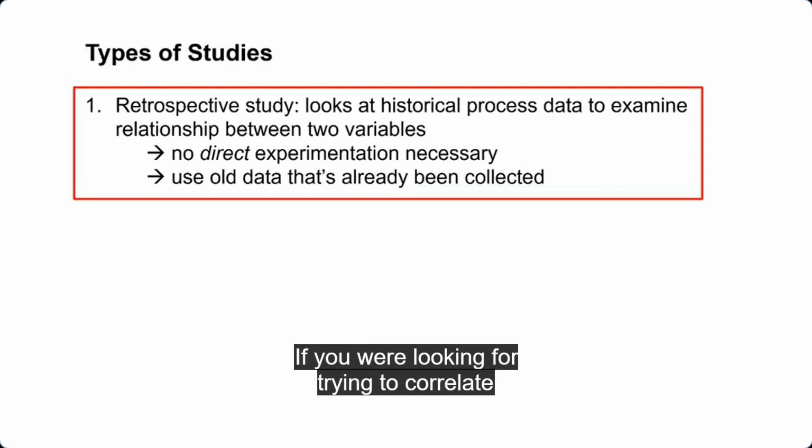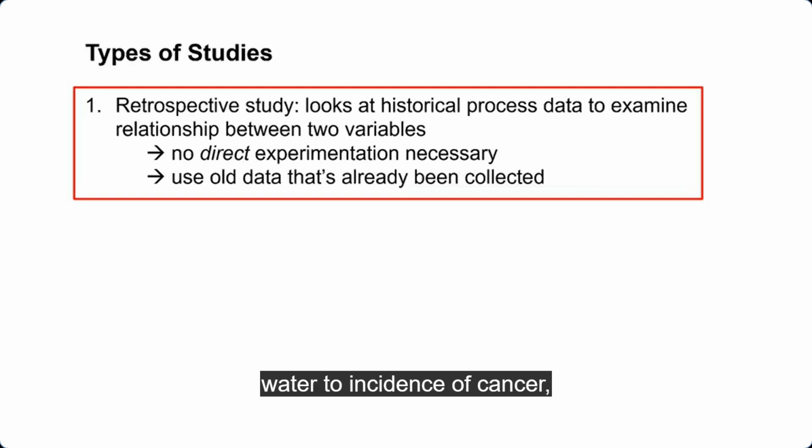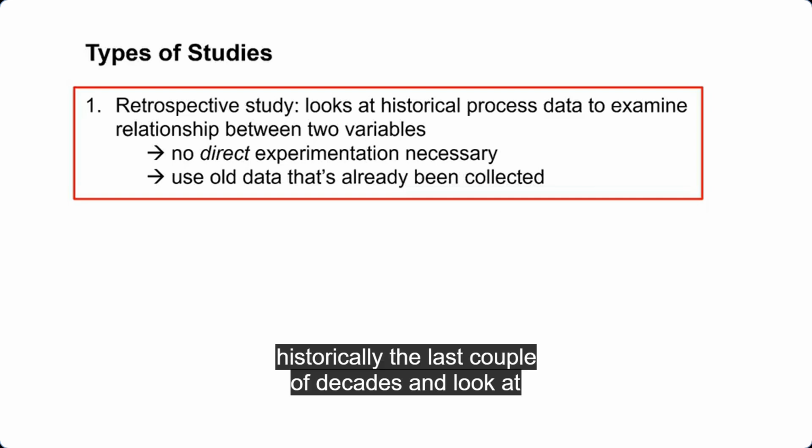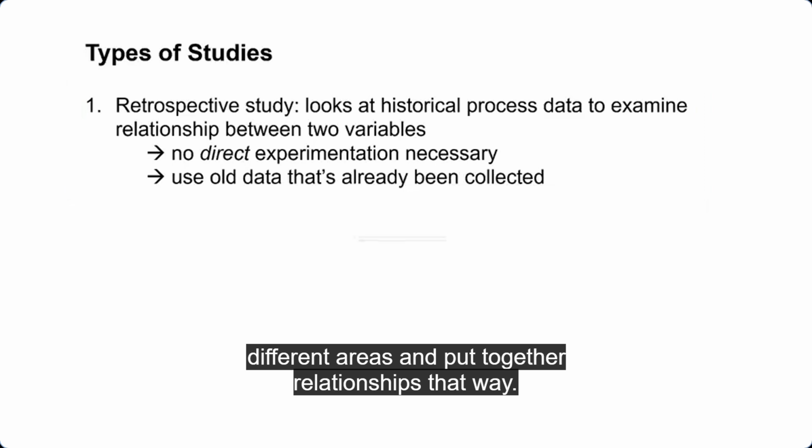So if you were trying to correlate different toxins that might have been found in water to incidence of cancer, you could just go back historically, the last couple decades, and look at water test results and cancer results in different areas and put together relationships that way.